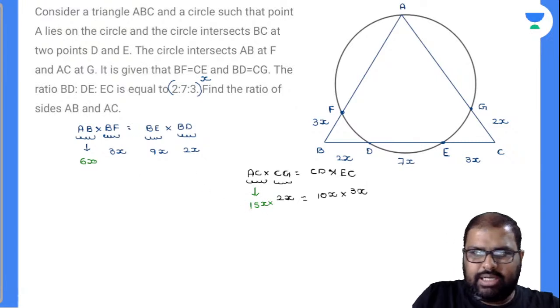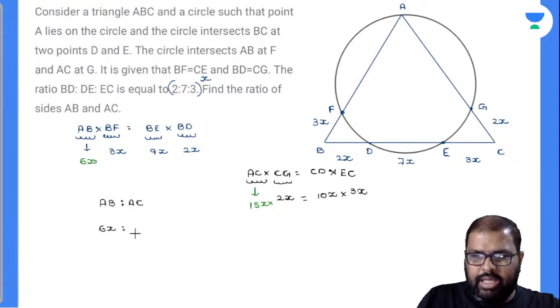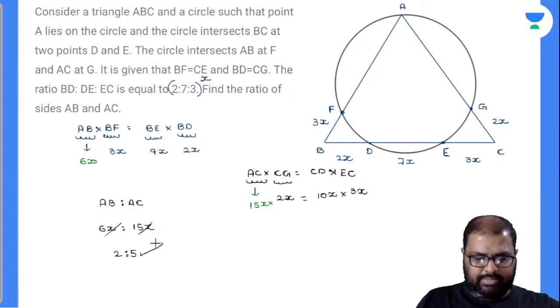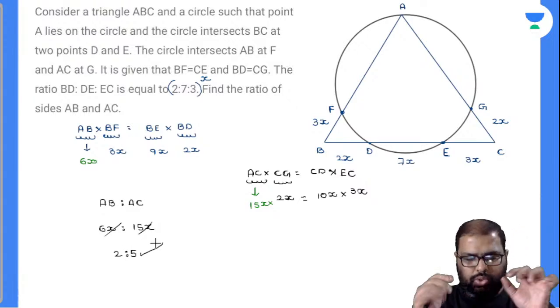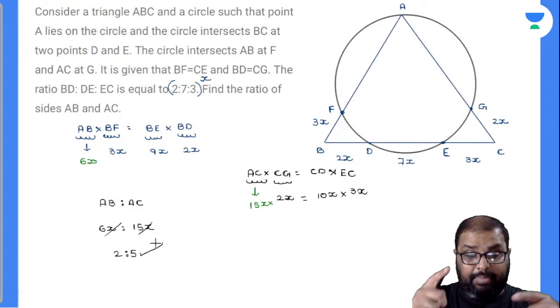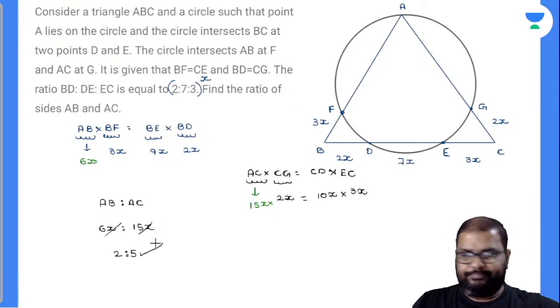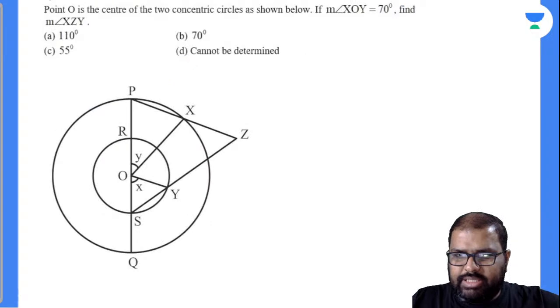So what is the question asked? Your question asked is the ratio of AB to AC. I got my answer perfectly. AB is 6x, AC is 15x. So it is 2 is to 5. Is this my answer there? Perfectly, this is my answer. So for those who know the properties perfectly, the application is very easy. Application of the properties is the main thing in geometry. Done. Let's solve the next question.